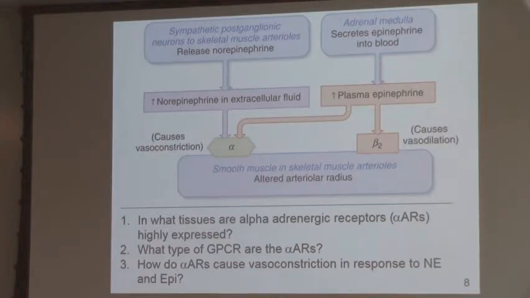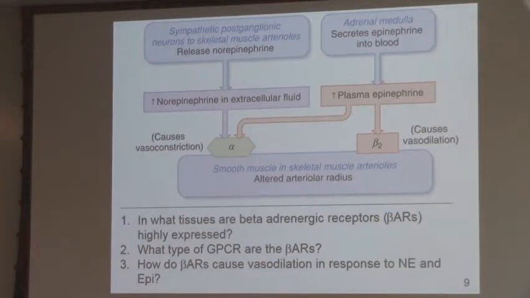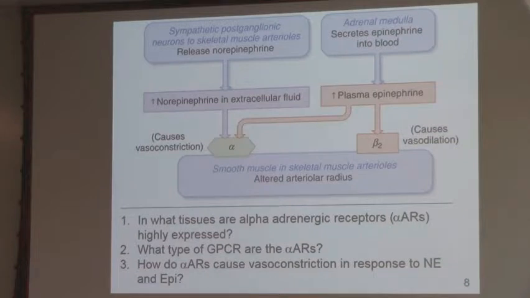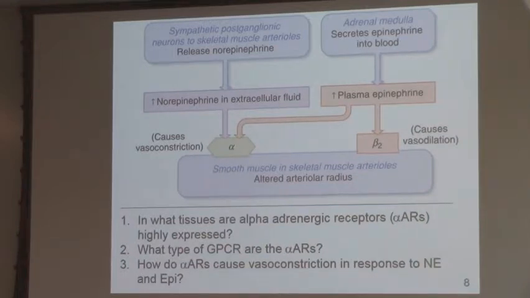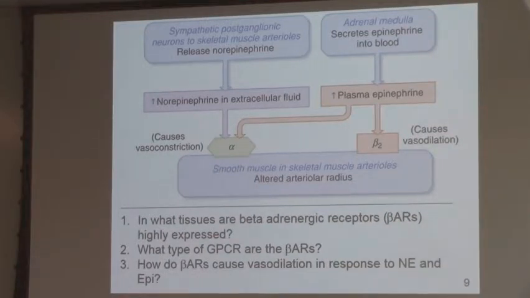This slide, slide 8 and slide 9, are essentially the same questions, but slide 8 is asking about alpha, and slide 9 is asking about beta adrenergic receptors. Alpha cause vasoconstriction, mechanism. Beta cause vasodilation, mechanism. Work it out in small groups, and then let's talk about it.